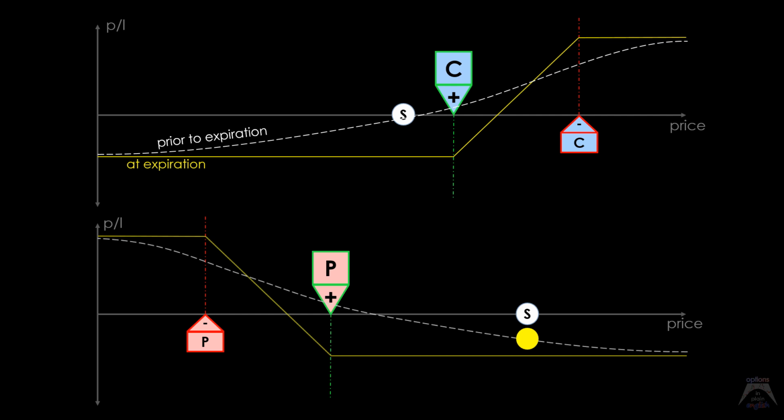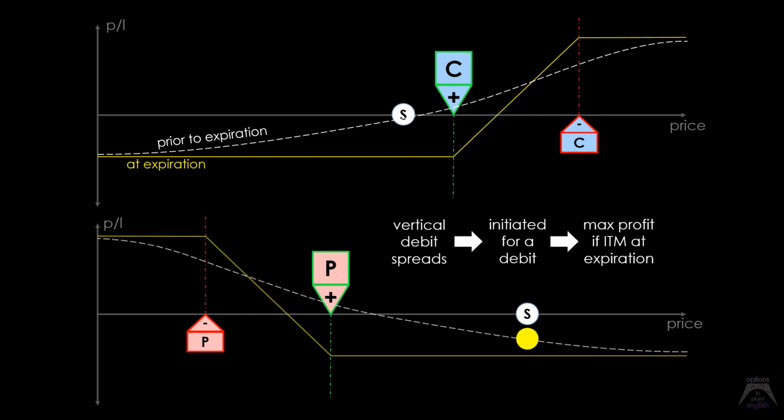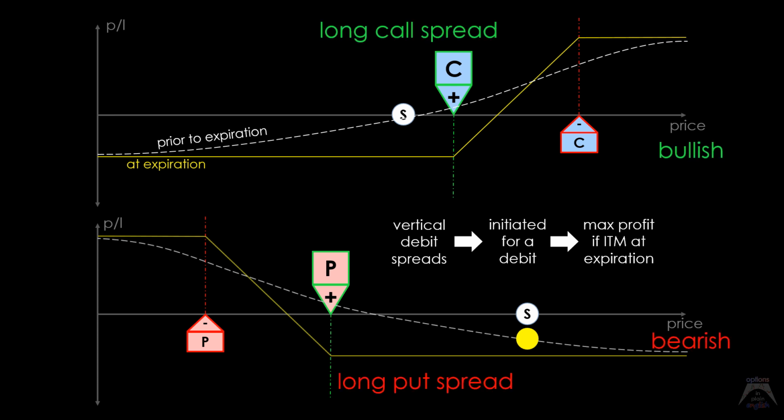The trades we've looked at here are vertical debit spreads because they were initiated for a debit. Their maximum profit is reached if the stock price makes them in the money at expiration.